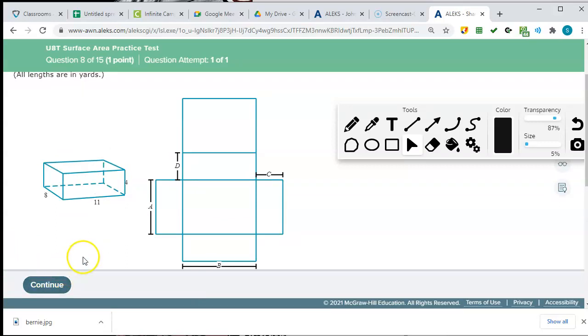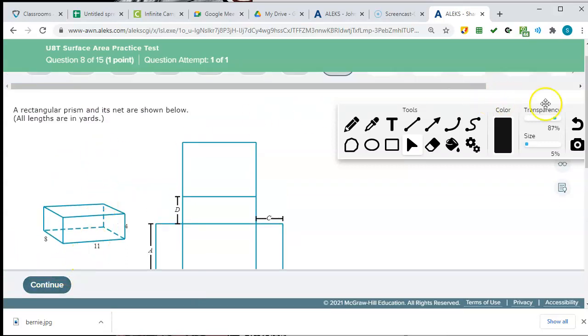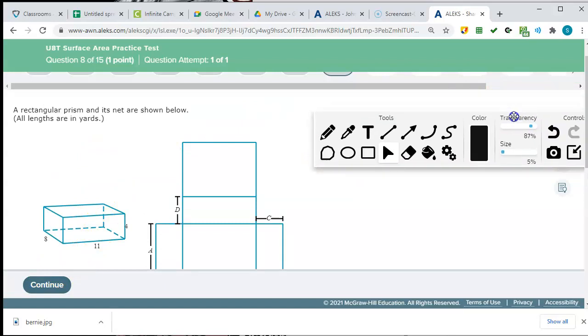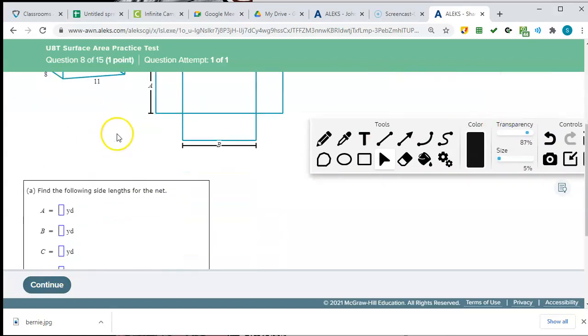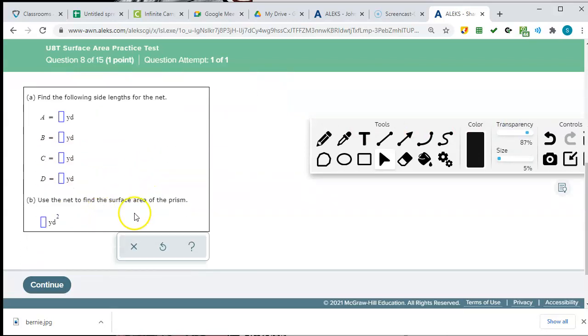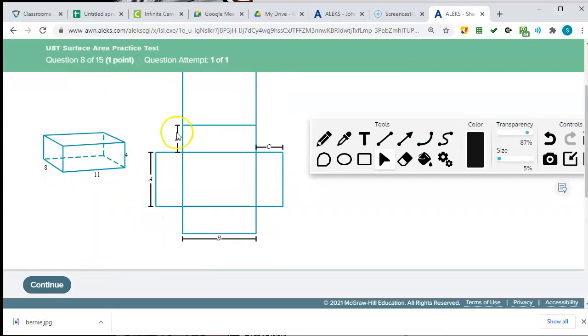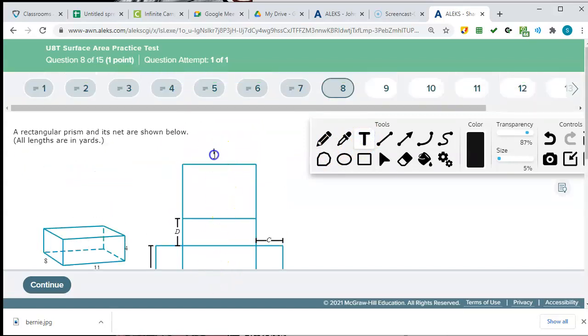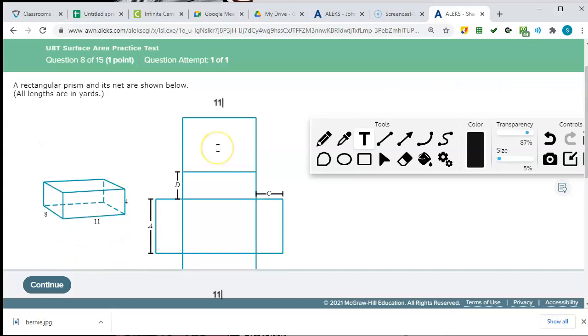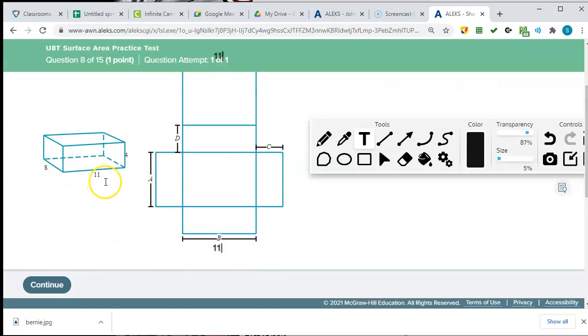All right. Now on this one, it says use the net to find the following side lengths for the net, and then use them to find the area. So I look at this and I say, my long side here is this side B, so that's got to be 11. Because I think it's easier if I just have 11s everywhere that I'm going to need them, I'm going to put it in lots of places. Then this middle length side is my A, so that's going to be a 4.